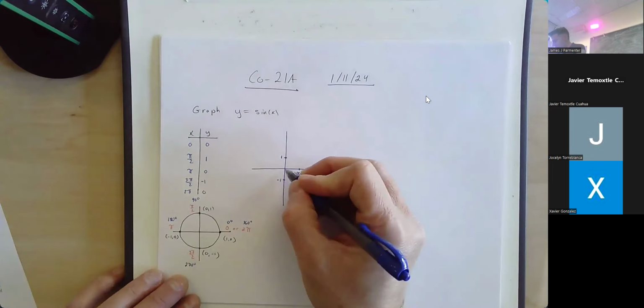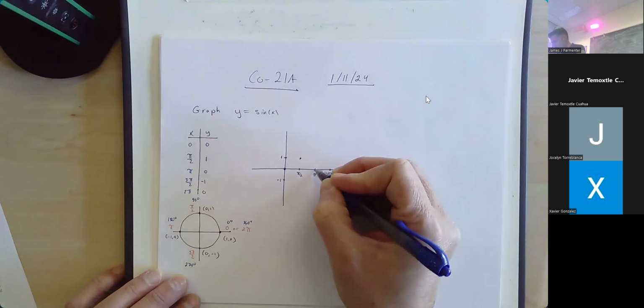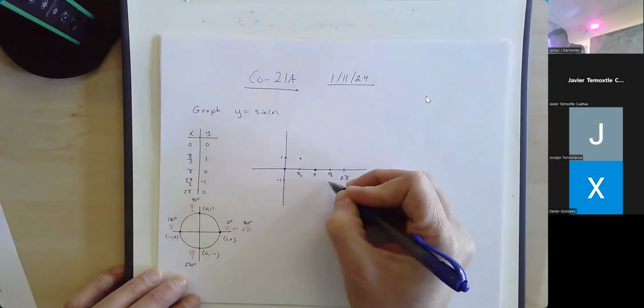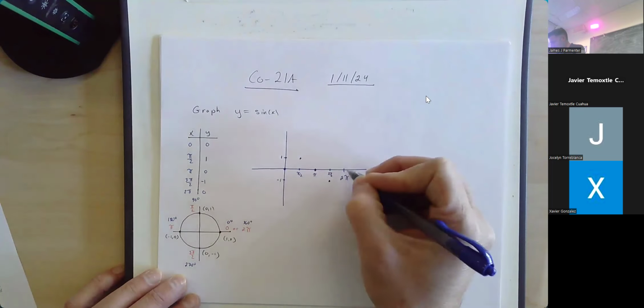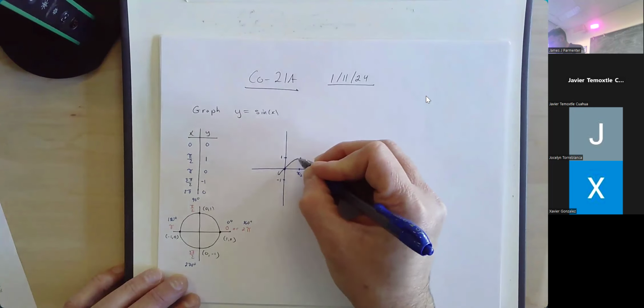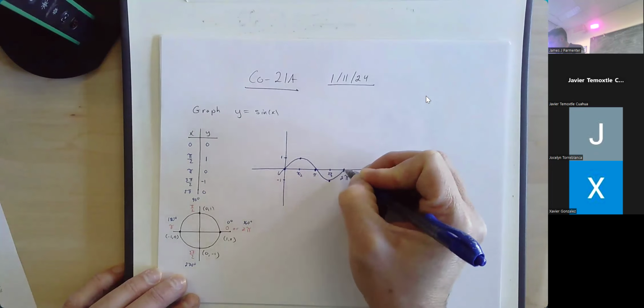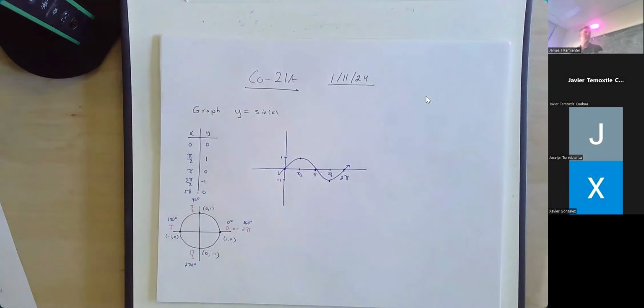So I'm plotting the point 0, 0, pi over 2, comma 1, pi, comma 0, 3 pi over 2, comma -1, finally 2 pi, comma 0. And here is 1 period of my sine graph. 1 period and a little bit more on the end, right? We usually don't just stop at the ends. We kind of draw arrows to indicate that it keeps continuing in both directions.